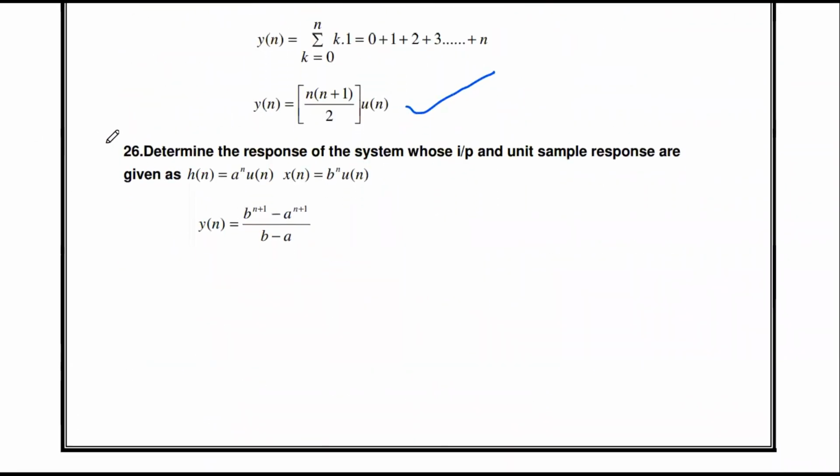Then similarly, the next one: determine the response of the system whose input and impulse response are given as h of n equal to a power n u of n, and x of n equal to b power n u of n. Here the input and impulse response are given, and we have to find the output. If you take the convolution between these two signals, we will get b power n plus 1 minus a power n plus 1 divided by b minus a.